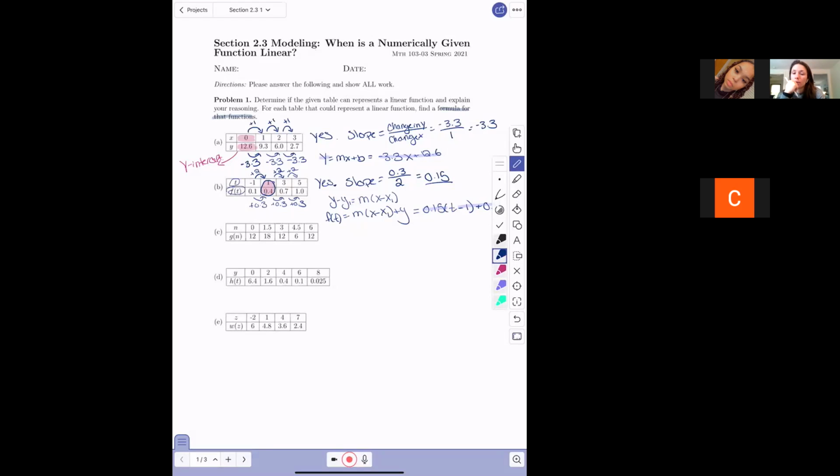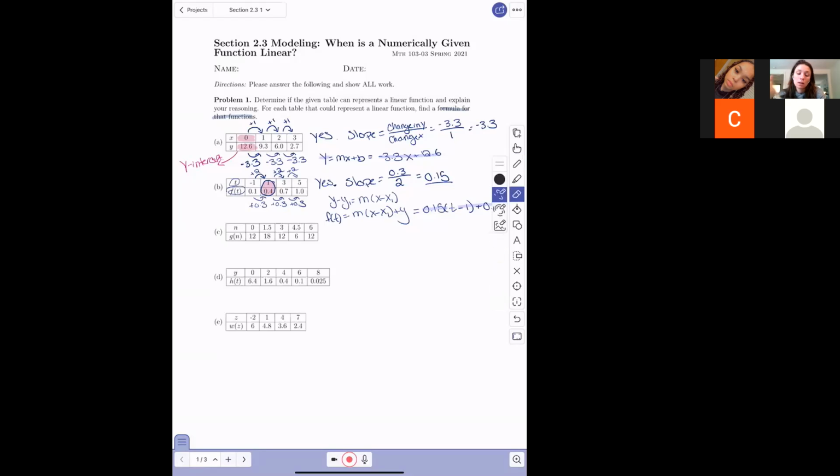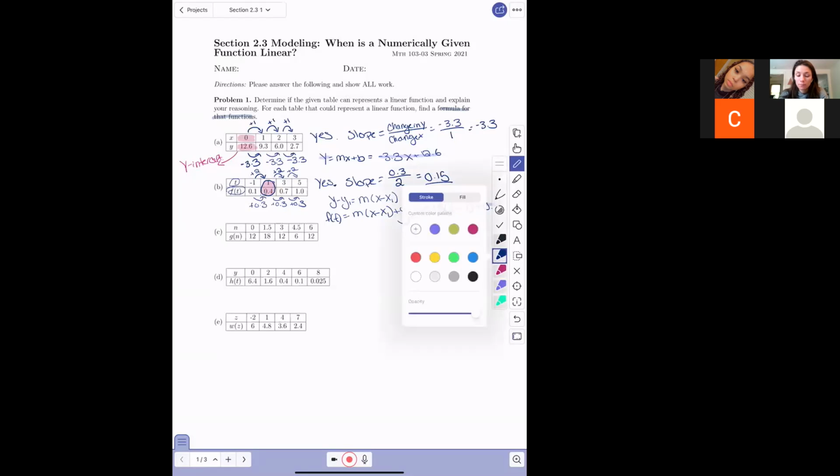I have a question. In the directions, it says explain your reasoning. So are we supposed to write a sentence if it is a slope or not? So no, if it is a linear function, you don't have to explain your reasoning. But if it's not, I'd want to see the reason why. Okay, thank you. All right, so then this last one that we're going to do together is C.